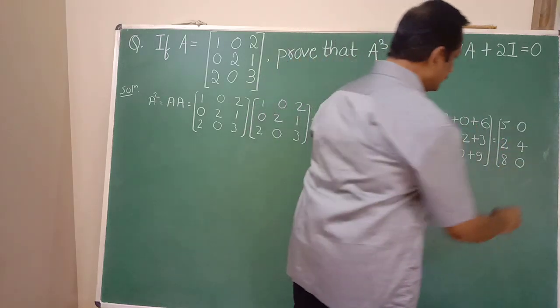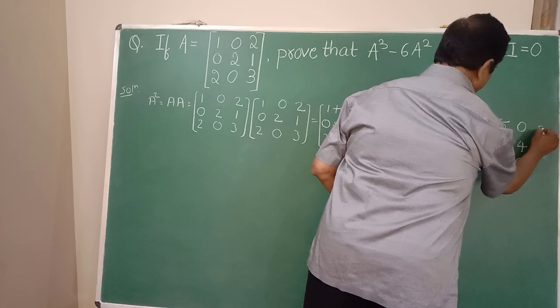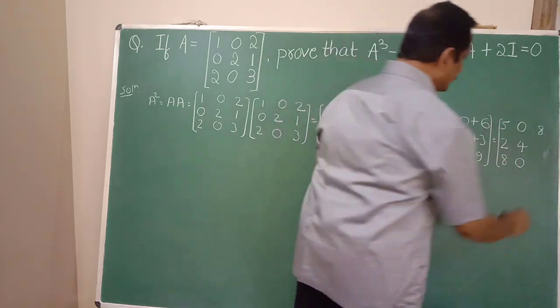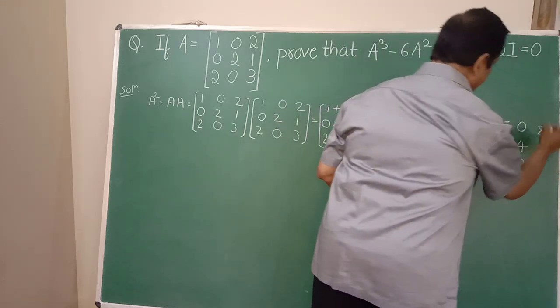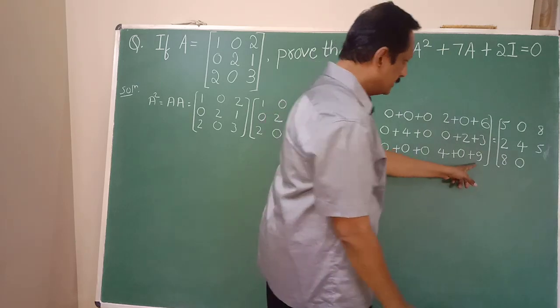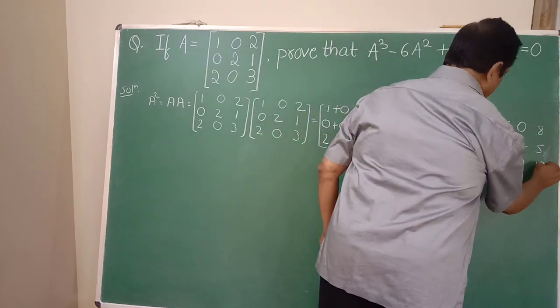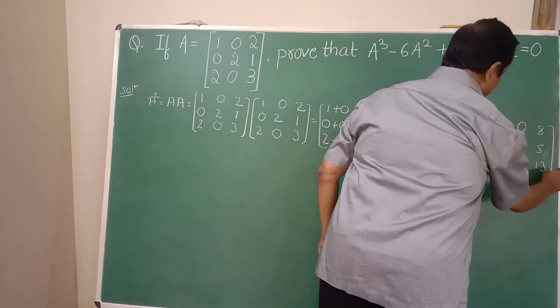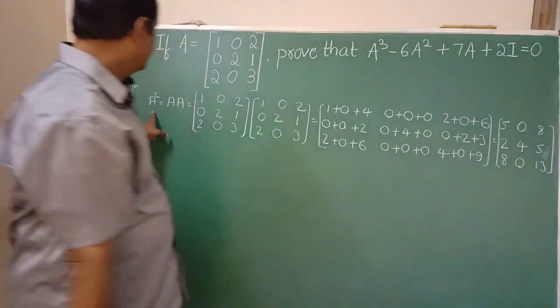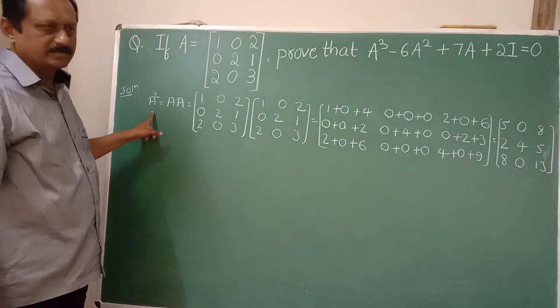Then 2 plus 6 is 8 here. So write here 8. Then 2 plus 3 is a 5. It is a 5 here. Then 4 plus 9 is a 13. It is a 13. Okay. So this is the matrix A square. Okay, it is a matrix A square.